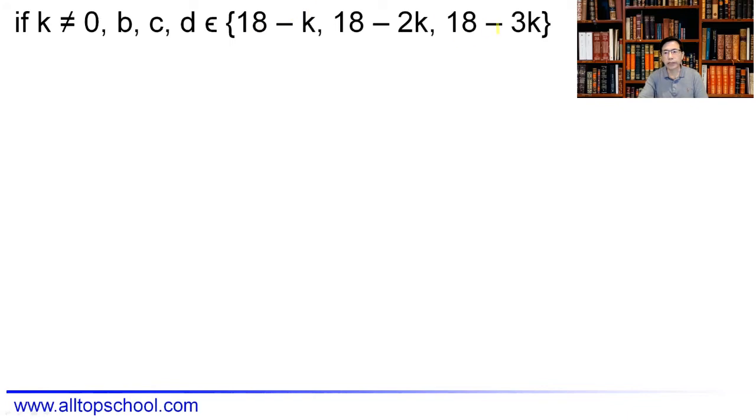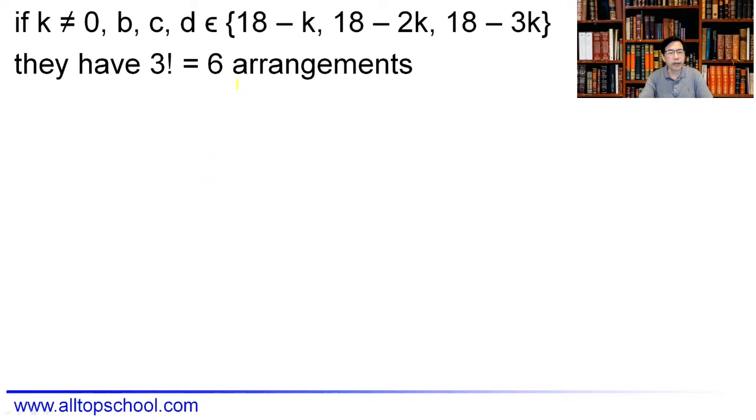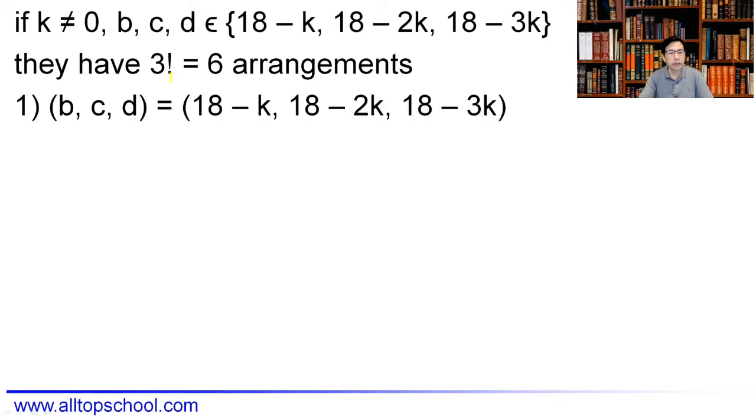I put it in a set just because it doesn't really mean B is equal to 18 minus K, C equal to 18 minus 2K, D equal to 18 minus 3K. Could be any order. Okay, now we're gonna do it. They have 6 arrangements because 3 factorial arrangements for these 3 values, assigning to B, C, or D then. So let's just see the 6 cases accordingly.